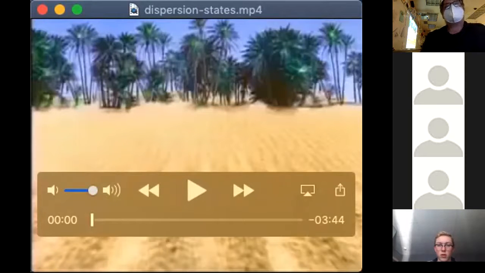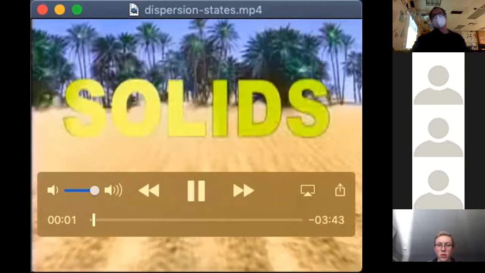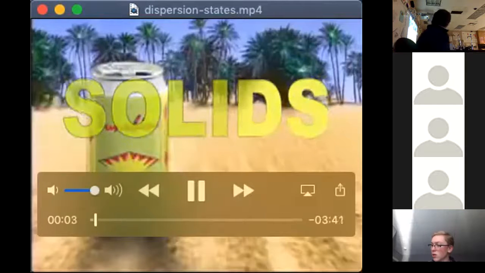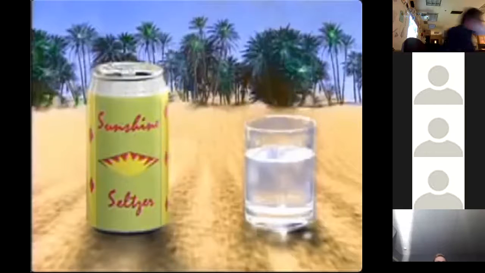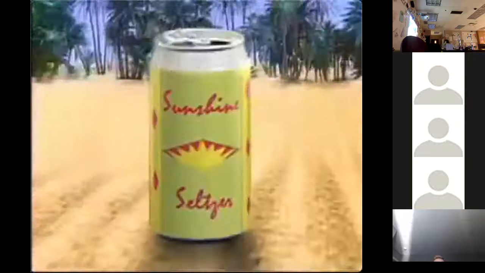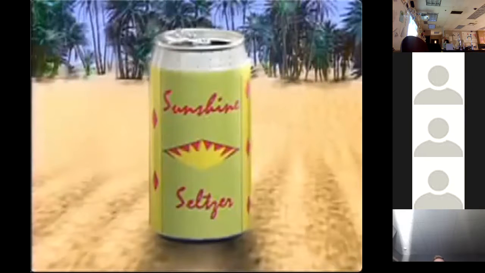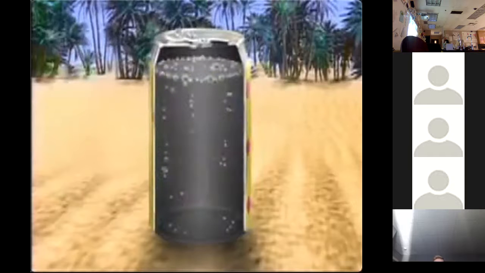Let's take a look at the dispersion states of matter. Think about a can of seltzer, an aluminum can filled with water and carbon dioxide. All the particles of matter in this can of seltzer are at the same temperature. They have the same average kinetic energy. Why then is the aluminum can a solid, the water a liquid, and the carbon dioxide a gas? Why isn't aluminum a liquid or CO2 a solid at room temperature? Well, let's look inside the can.